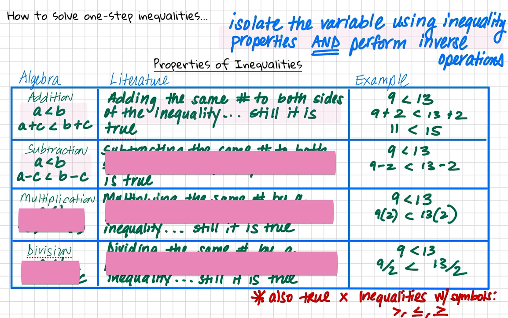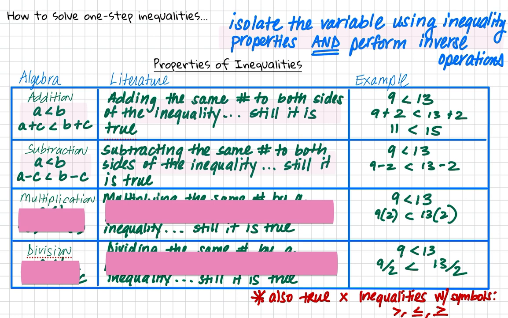The subtraction property is saying that subtracting the same number from both sides of the inequality, it's still true. So if I subtract C from the left and C from the right, the inequality is going to be just as true as if I didn't do any subtracting on either side. So for example, I have 9 is less than 13. If I subtract 2 on one side, it's 7. If I subtract 2 on the other side, it is 11. It's still true because 7 is still less than 11.